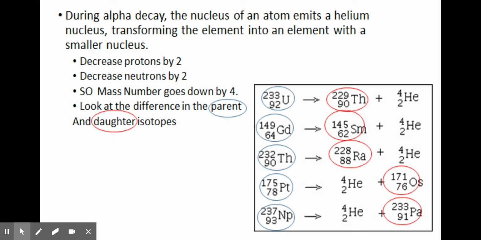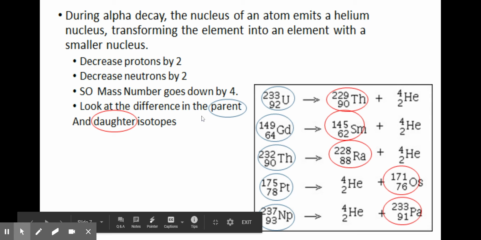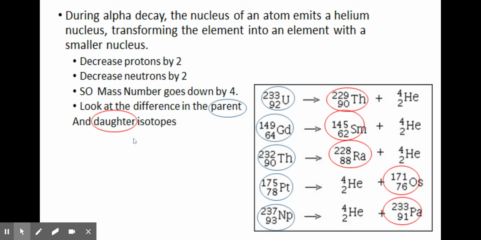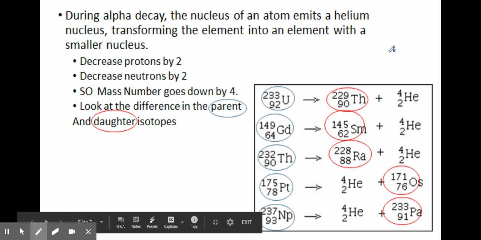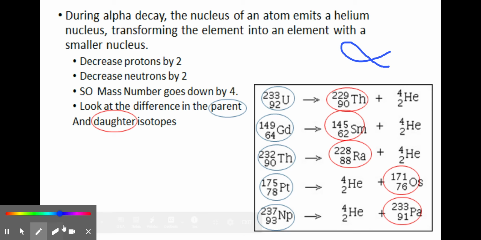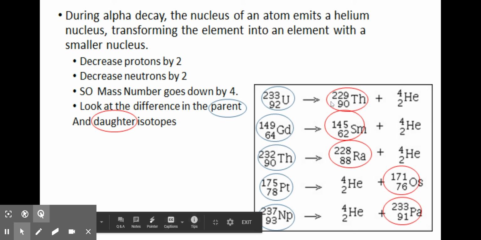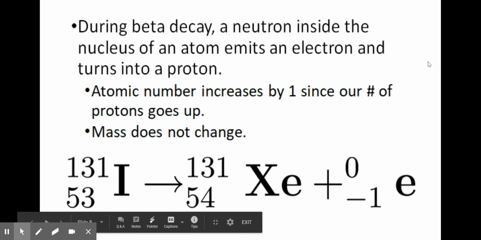I want you to look at the difference in the parent isotopes and the daughter isotopes. So you'll see that I've circled all of the parents in blue and the daughter isotopes in red. Okay. Notice a change. The top number goes down by 4. The bottom number goes down by 2. And in all of those, you'll see a helium particle emitted. Remember, you can also see the alpha symbol. A lot of times my students like to call it the Jesus fish. That's up to you. Examples for alpha decay. Okay.